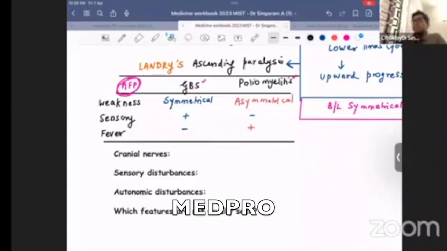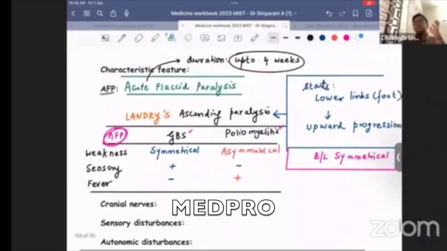I just wanted you to remember this correctly, because sometimes in your exams, the question will be in such a way that you have to make a difference between GBS and poliomyelitis. That is why I want you to know about this. Clear, doctors? So this is the main feature of Guillain-Barré syndrome, which is flaccid paralysis.